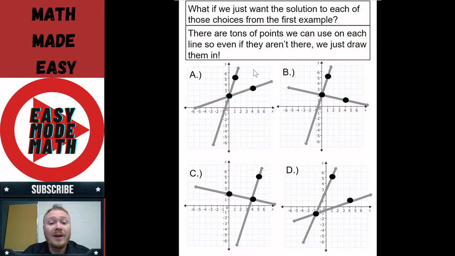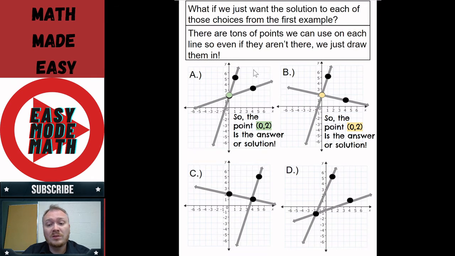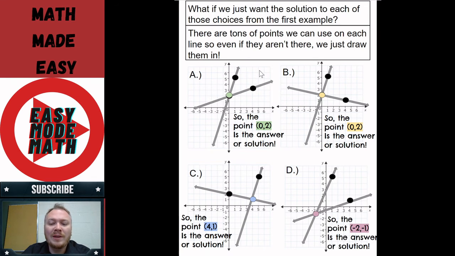Okay, so in A, the solution to this system would be the point 0, 2. In B, the solution would be the point 0, 2 as well. Lots of equations have the same solution. That's how it works out. Wherever they cross, that's going to be the solution, and we can have the same answer. It's okay. In this one, however, it's going to be a little different. The point 4, 1 is going to be our solution, and in D would be the point -2, -1. Pretty cool.